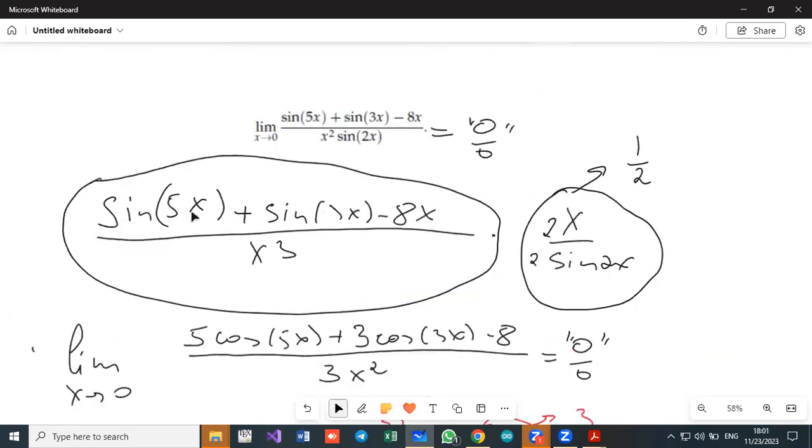If sin 5x over x cubed converges to infinity, we are going to have infinity plus infinity minus infinity if we just think of only the useful limit. So we'll get an indeterminate form.